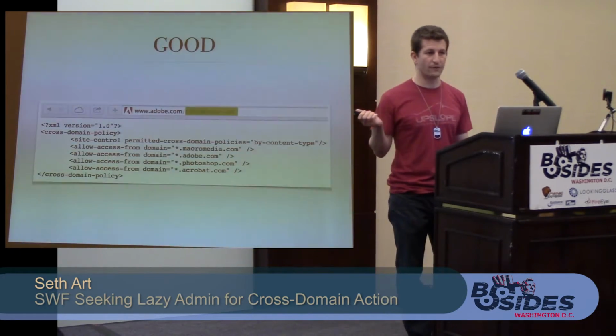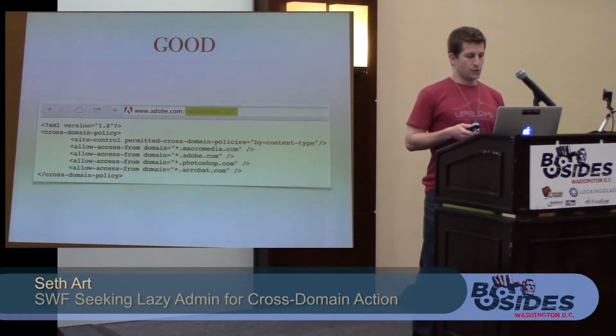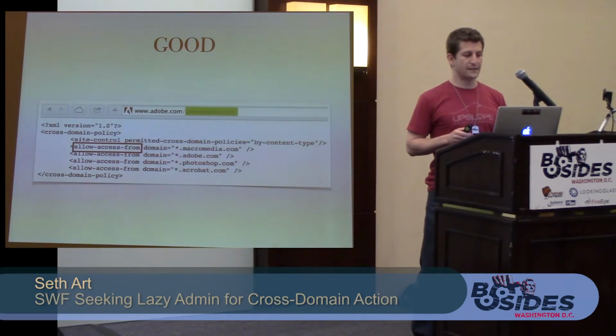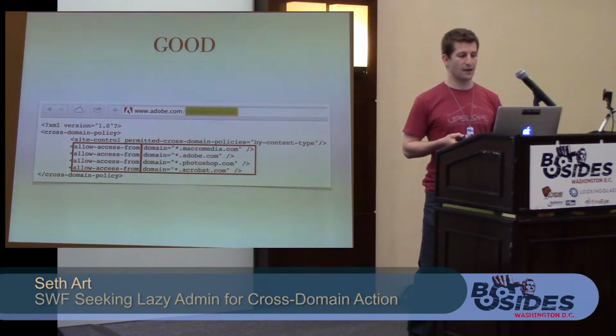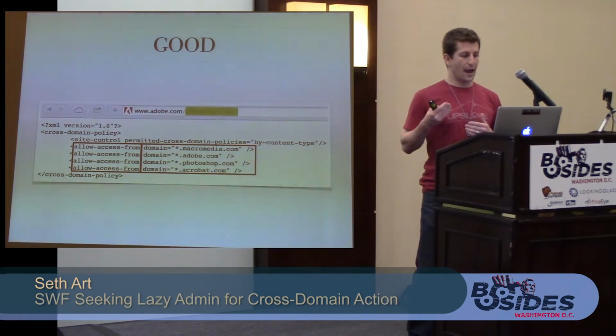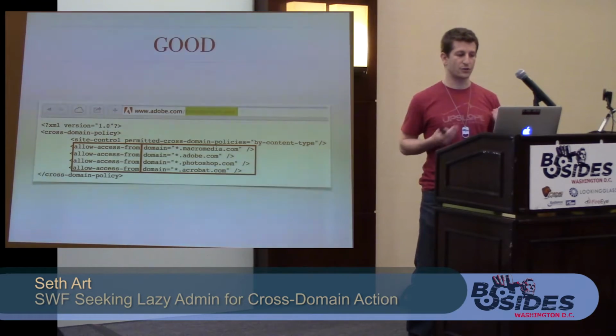And this is an example of a properly configured cross-domain.xml file. So what we're looking for here is the allow-access-from directive, and specifically the domain or domains that are being trusted. So in this case, this policy file allows me to make the following statement. Any SWFs loaded into a user's browser from Macromedia, Adobe, Photoshop, and Acrobat.com are authorized to make cross-domain requests to www.adobe.com.